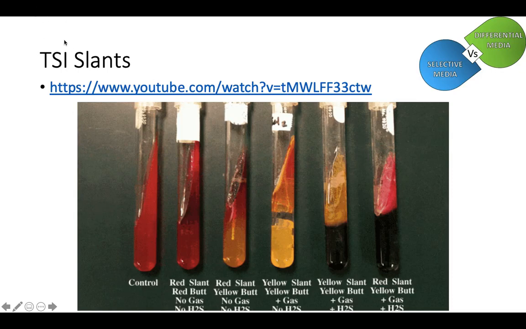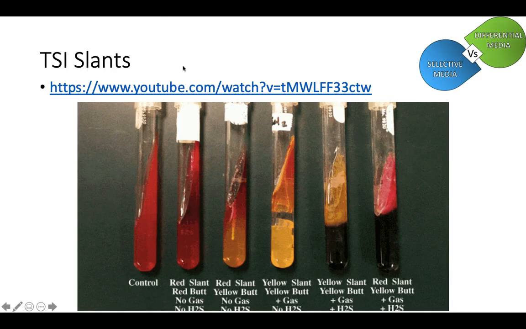Now there are 3 sugars inside of here: glucose, lactose, and sucrose. Pretty much every bacteria on the planet can ferment glucose. Not all of them, but pretty much everyone can. What do bacteria produce if they ferment sugars? Acids. Not every bacteria can ferment lactose. We've talked about some that can. Not every bacteria can ferment sucrose. Some of them can, some of them can't. Those 3 sugars allow you to tell apart what's going on inside of here.